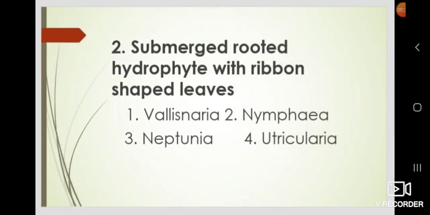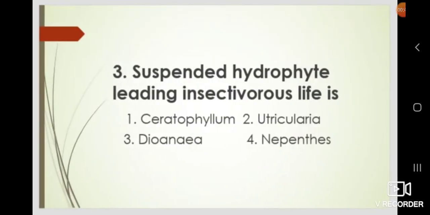Second question, submerged rooted hydrophyte with ribbon shaped leaves. Right answer is Vallisneria. Submerged rooted hydrophyte with ribbon shaped leaves is Vallisneria. Third question, suspended hydrophyte leading insectivorous life is. Right answer is Utricularia. Suspended hydrophyte leading insectivorous life is Utricularia.